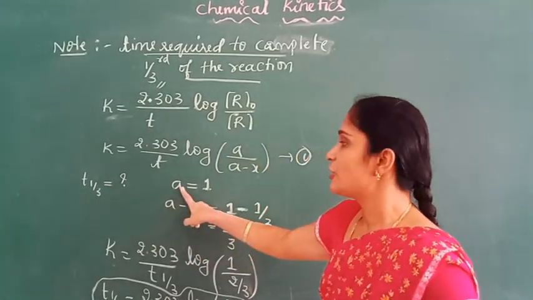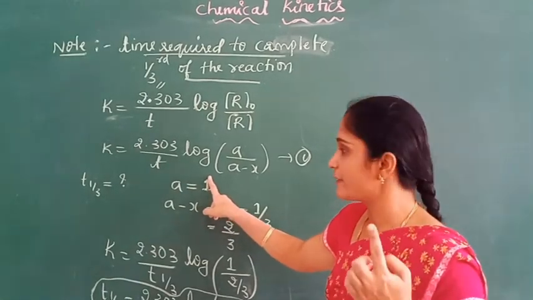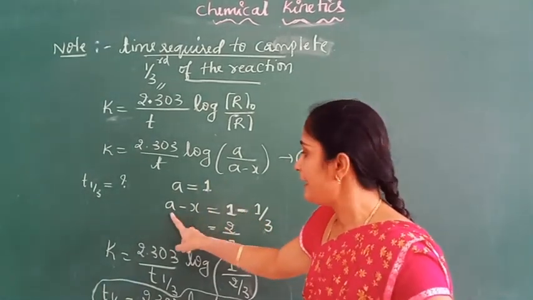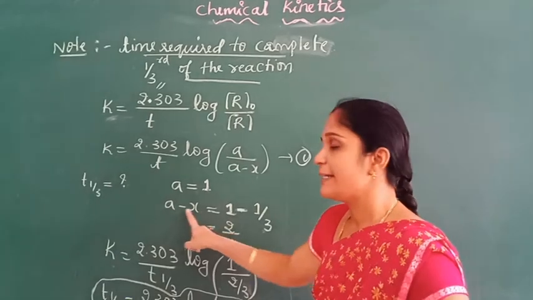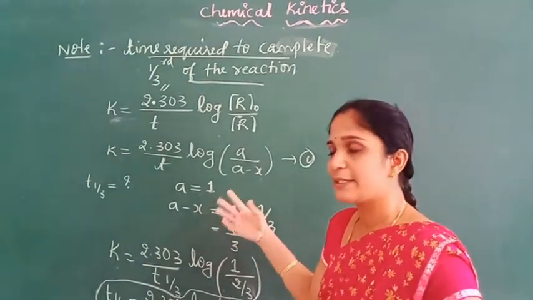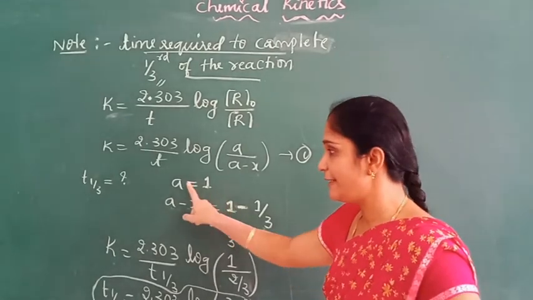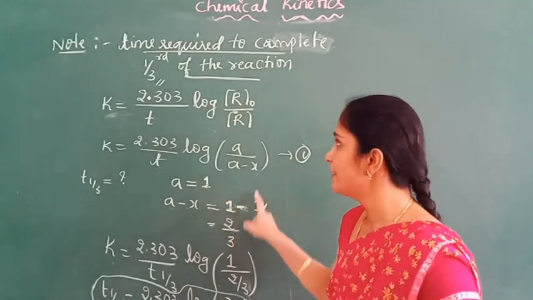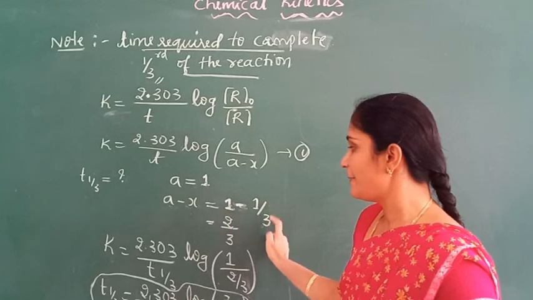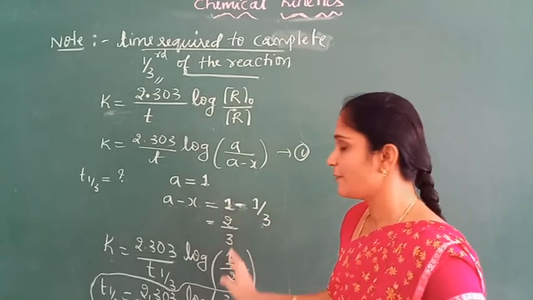So a is the initial concentration, let us take initial concentration 1. a minus x means the concentration of the reactant at time t. Therefore a minus x equals 1 minus 1/3 of the reaction, means 2/3. So on simplification we get 2.303.